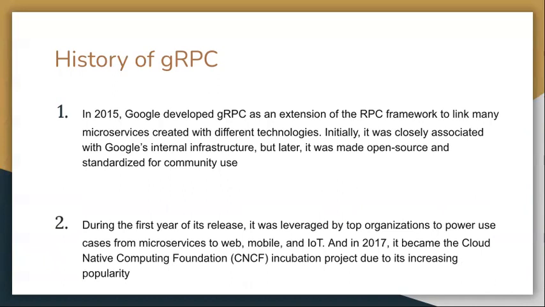Now let's go through some of the history of gRPC. In 2015, Google developed gRPC as an extension of the RPC framework, so that it can link multiple microservices and provide a technology through which these microservices can be powered and their performance enhanced. Initially it was used inside Google's own infrastructure, but later it was made open source and standardized for community use, for the further development of the gRPC protocol.